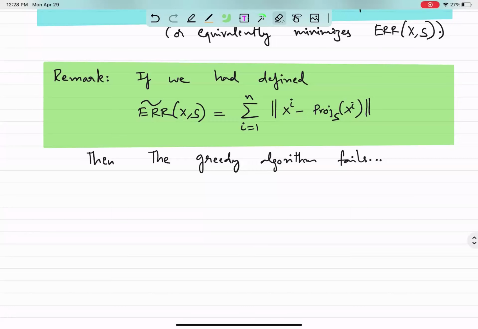Yeah. Sum of the 2 norms, but without the square. It's sum of the 2 norms and not sum of the norm squares. Yeah. Okay.